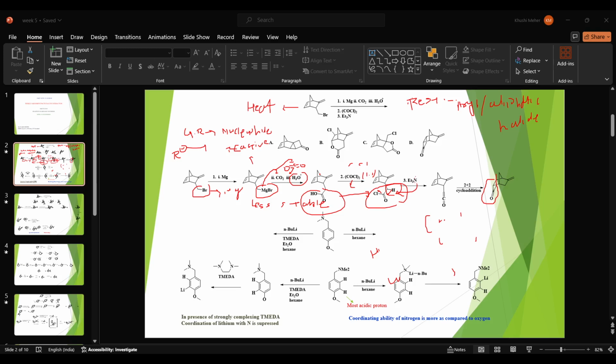Sometimes the corresponding carboxylic acid is also possible to obtain by oxidation with PCC. But for secondary alcohol, it has to be oxidized to the corresponding keto group. This one is the corresponding keto group that you will get. And after that, we are using MCPBA, that is metachloroperbenzoic acid.